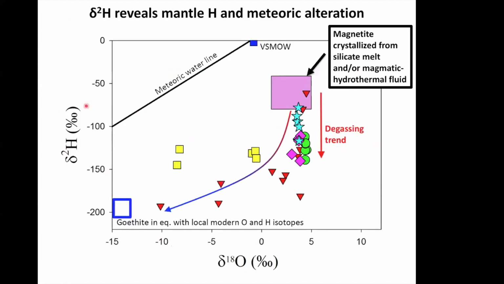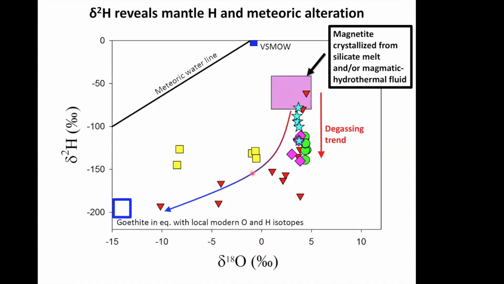We also measured hydrogen isotopes within magnetite, and the hydrogen isotopes are either the byproduct of meteoric alteration of magnetite or possibly from primary fluid inclusions trapped within magnetite as it crystallized. So here we've got delta D, or delta 2H, versus delta 18O. Here would be that magmatic hydrothermal box. And what you can see is that the samples define this trend, which we would think of as a degassing trend in a silicate magmatic hydrothermal system.